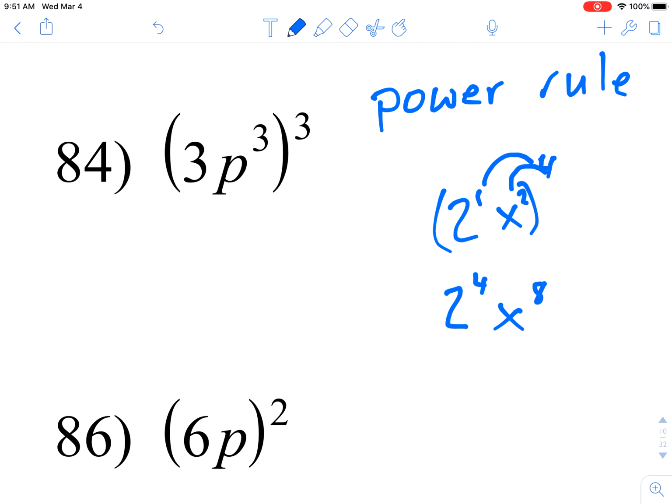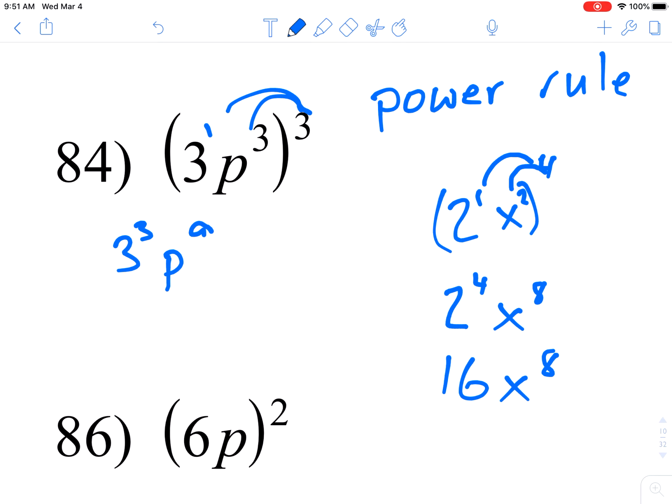So 2 to the 4th power, 2 times 2 is 4, times 2 again is 8, times 2 again is 16. So this is going to become 16x to the 8th. Same thing here. The 3 has a 1 with it, so 3 times 1 makes this 3 to the 3rd. 3 times 3 makes this p to the 9th.